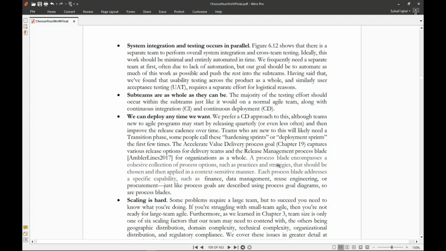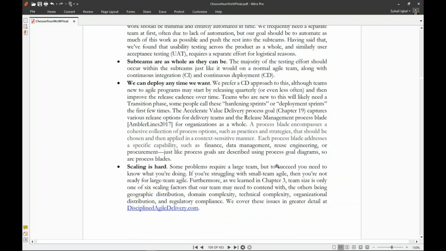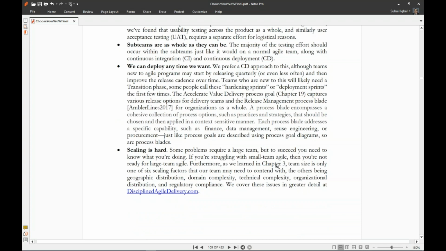Subteams are as whole as they can be. The majority of the testing effort should occur within the subteams, just like it would on a normal agile team, along with continuous integration (CI) and continuous deployment (CD). We can deploy anytime we want. We prefer a CD approach to this. Although teams new to agile programs may start by releasing quarterly or even less often and then improve the release cadence over time, teams who are new to this will likely need a transition phase. Some people call this hardening sprints or deployment sprints the first few times.